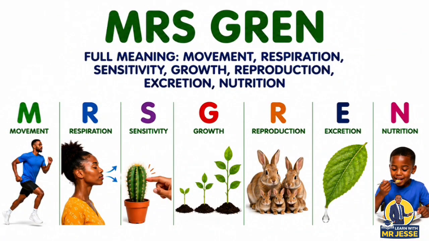Scientists often use the word Mrs. Gren to remember the main characteristics of living things. M stands for movement, R stands for respiration, S stands for sensitivity, G stands for growth, R stands for reproduction, E stands for excretion, and N stands for nutrition, which means feeding.